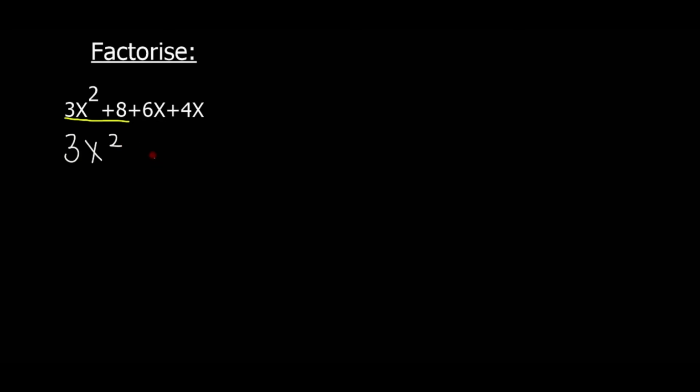Re tlo ba le 3x squared plus 6x plus 4x plus 8. Now o ka kgona bona gore na le a common factor for the first two terms.